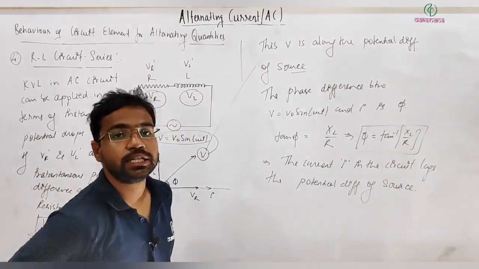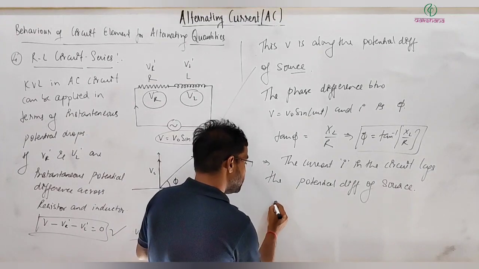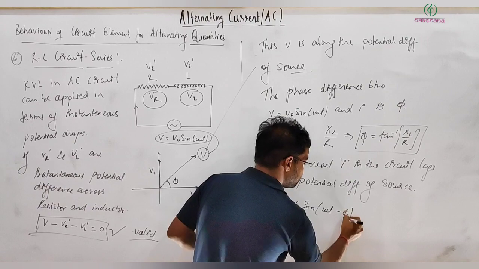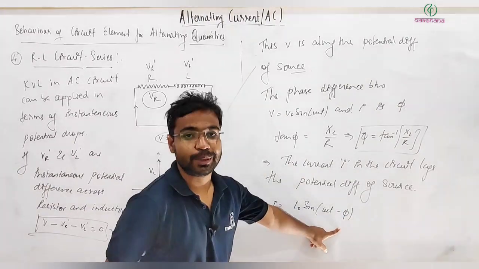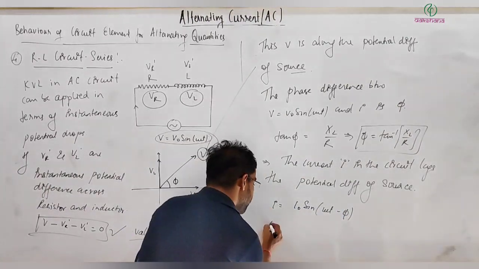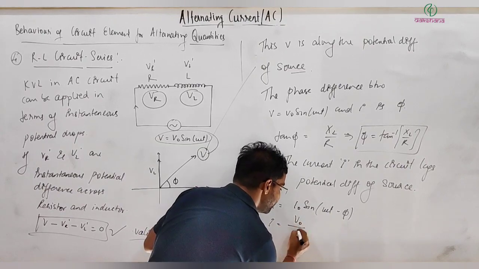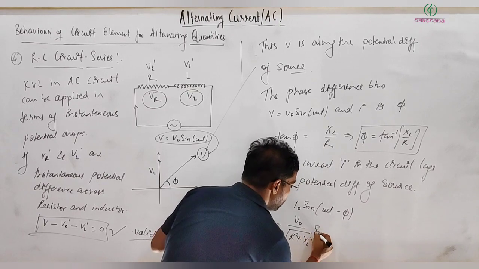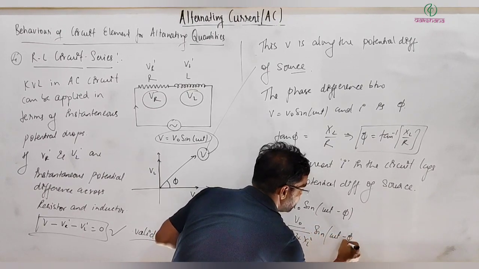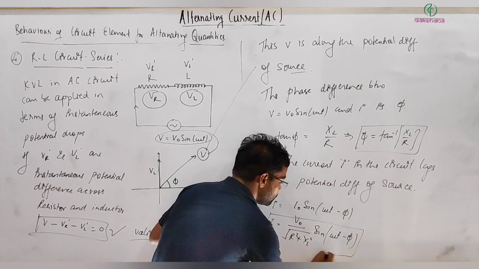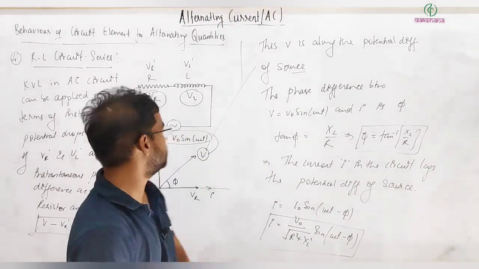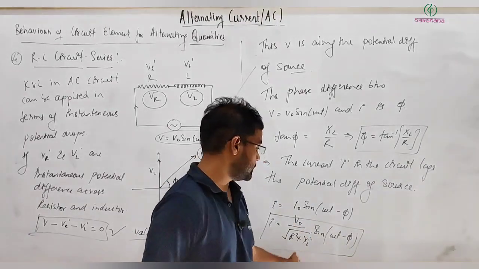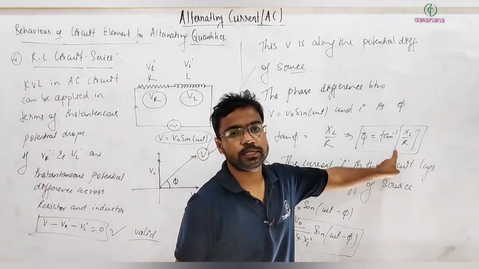So net current in the circuit I can write now: I is equal to I naught sine of omega t minus phi, because it's lagging, remember that. And what is I naught? I naught is V naught divided by Z, where Z can be written as the square root of R square plus XL square, into sine of omega t minus phi. So this way I can express the net current flowing in this circuit at any time t, and phi is given by this expression.